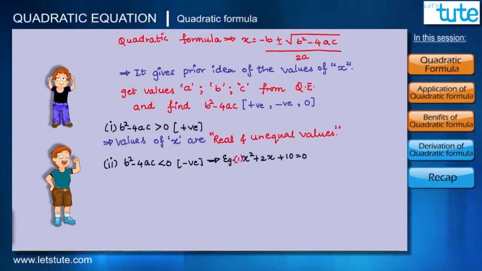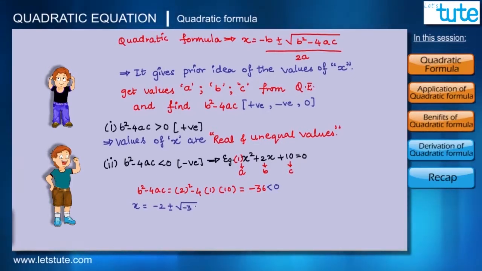So we will get a as 1, b as 2 and c as 10. On finding the value of b square minus 4ac, we will get minus 36. So let's solve this quadratic equation using quadratic formula. So we will get x as minus 2 plus minus square root of minus 36 whole divided by 2.